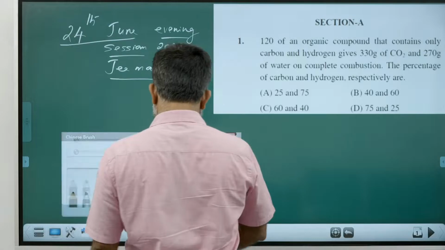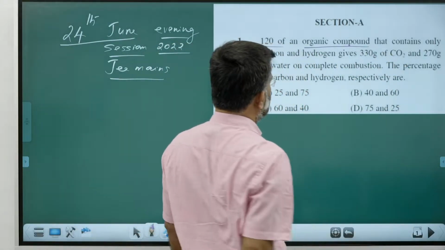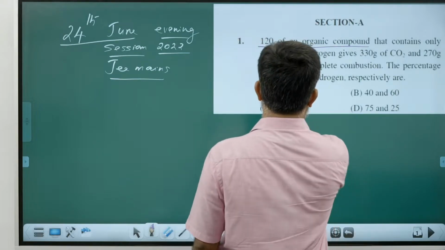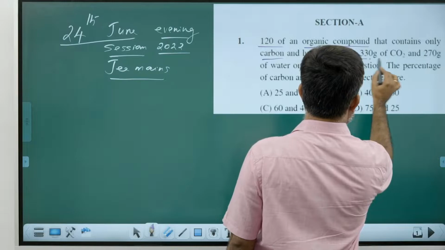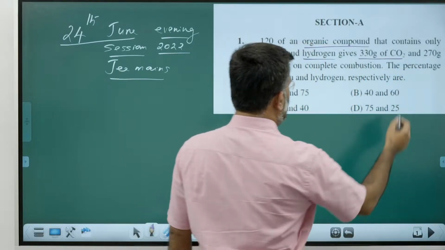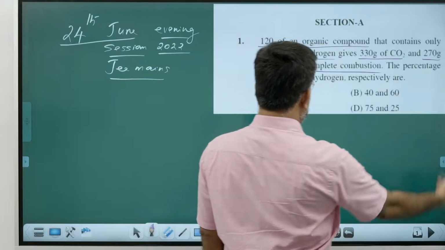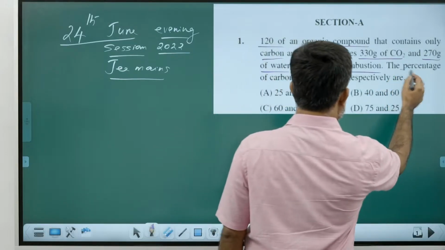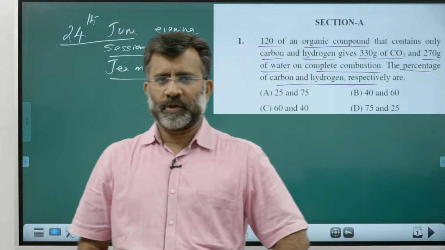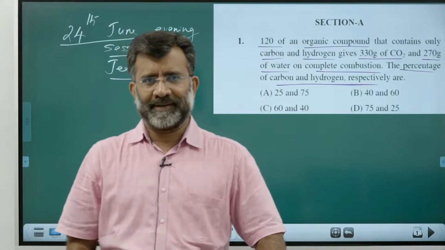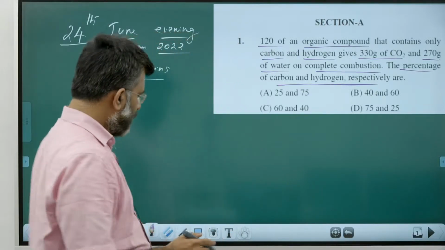120 gram of an organic compound that contains only carbon and hydrogen gives 330 gram carbon dioxide and 270 gram of water on complete combustion. The percentage of carbon and hydrogen is the question. I am sure you know Liebig's combustion method for finding the percentage of carbon and hydrogen. So what is the formula?